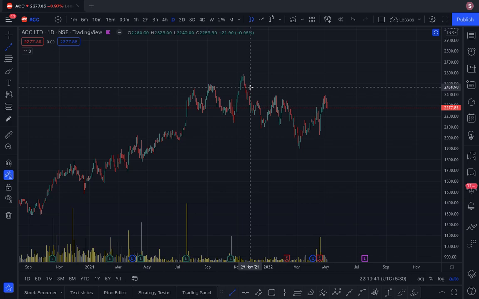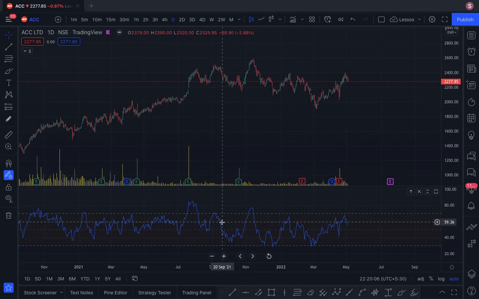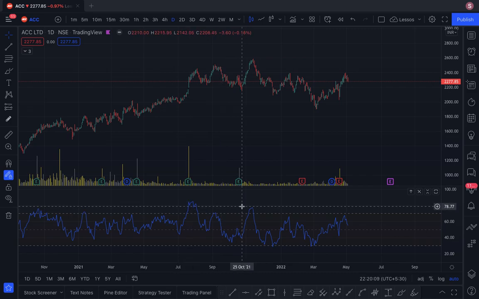So for example, if the price is making a lower high but the RSI is making a higher high, it means the price is going to move up. Whereas if the price is making a higher high but the RSI is making a lower high, then the price is supposed to go down. So we will connect it to the RSI. So this is our RSI. We'll have to find where the higher high of the stock is happening and where the lower high of the stock is happening.